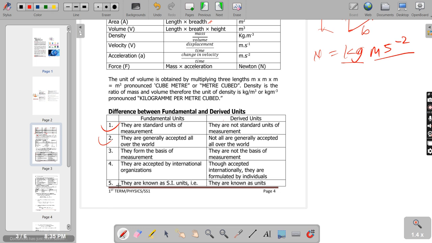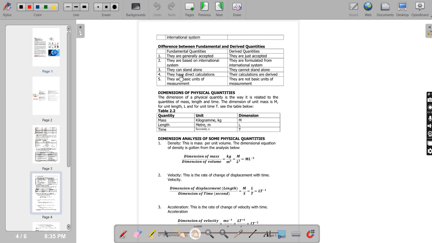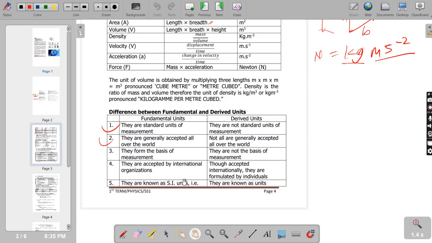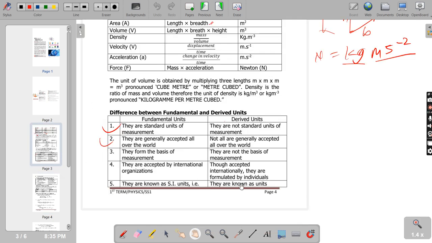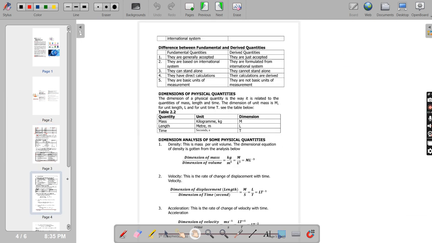And number 5, finally, okay, that's not the final one, I think we have others on the next page. So fundamental units are known as SI units, that is the International System, right? While derived units are known as units.